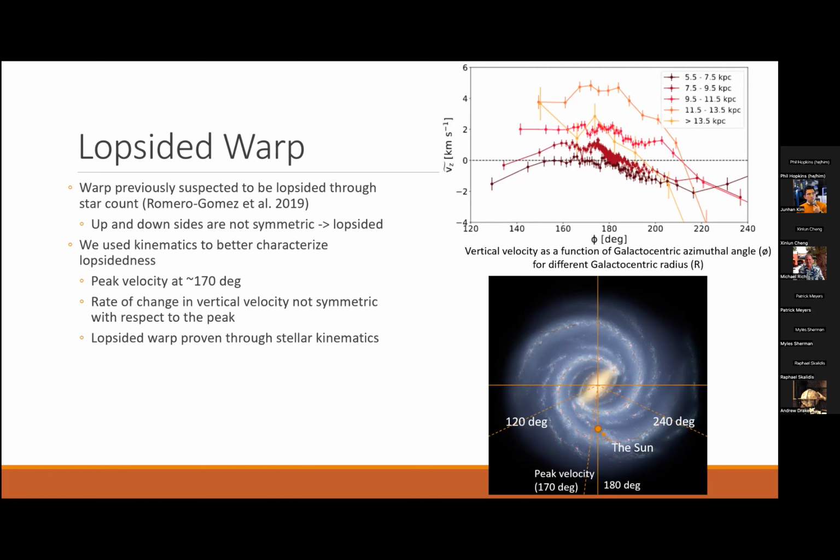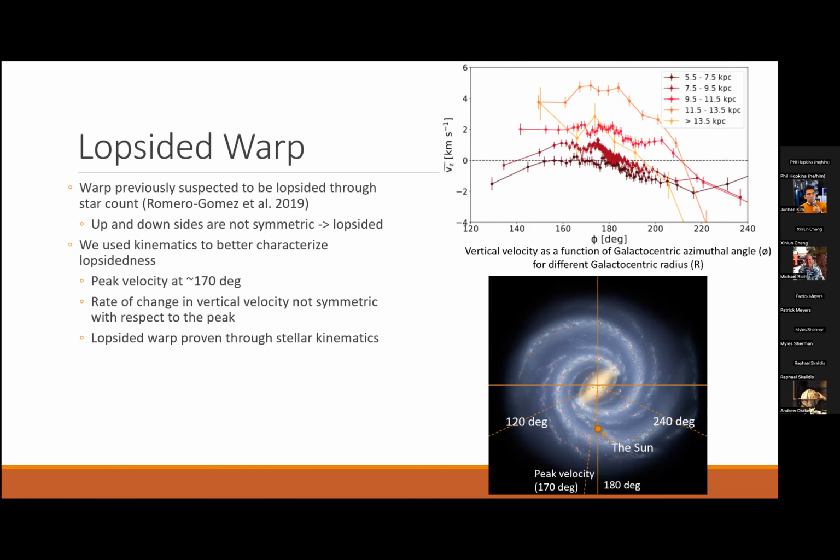We find that, for example in the plot here, the peak velocity, which is also where the warp is strongest, is around 170 degrees in galactocentric azimuthal angle. So what is galactocentric azimuthal angle? Here is a figure to illustrate that. The sun is at 180, the galactic center is over here, and our peak velocity is around this. So you can see it's not directly at the sun, but it's pretty close.